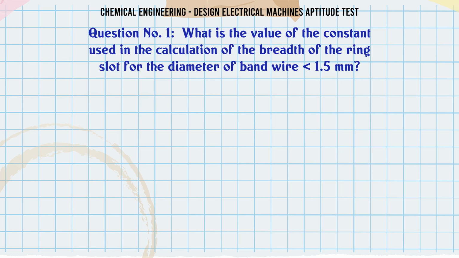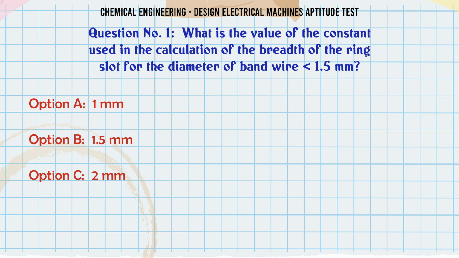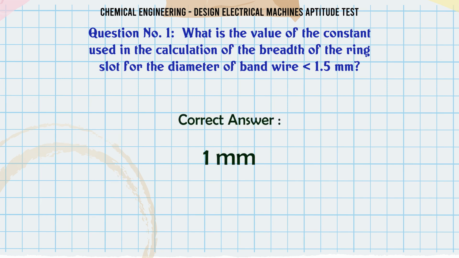What is the value of the constant used in the calculation of the breadth of the ring slot for the diameter of band wire? A. 1 mm. B. 1.5 mm. C. 2 mm. D. 3 mm. The correct answer is 1 mm.